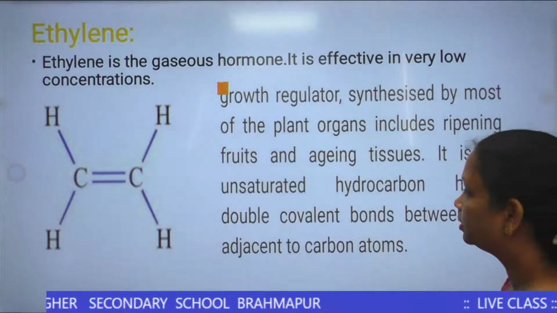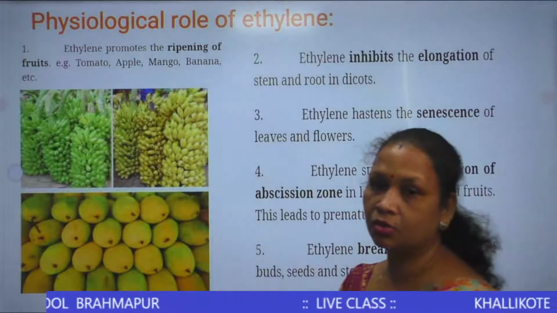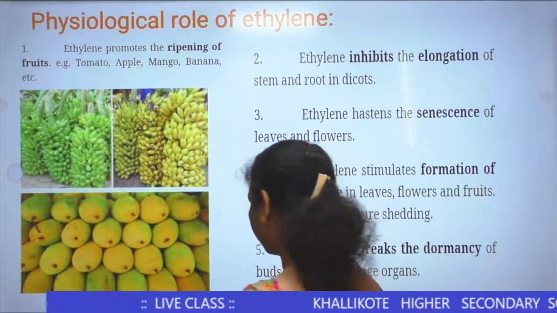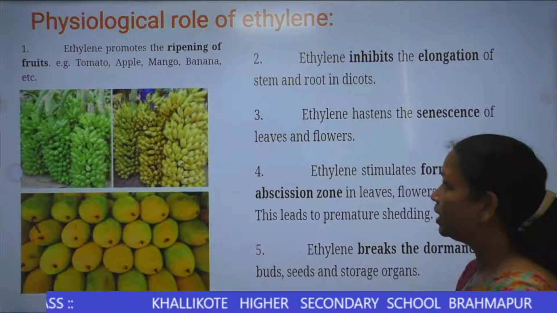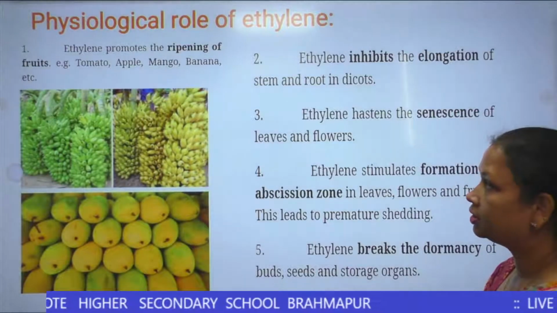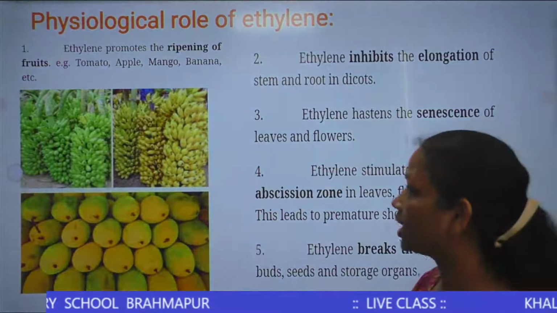It is an unsaturated hydrocarbon. You can see it has a double bond, with double covalent bonds between adjacent carbon atoms. We are all familiar with the structure of ethylene. So, this is the ethylene gas. What are the physiological roles of ethylene in the plant body? What does ethylene do in the plant body?